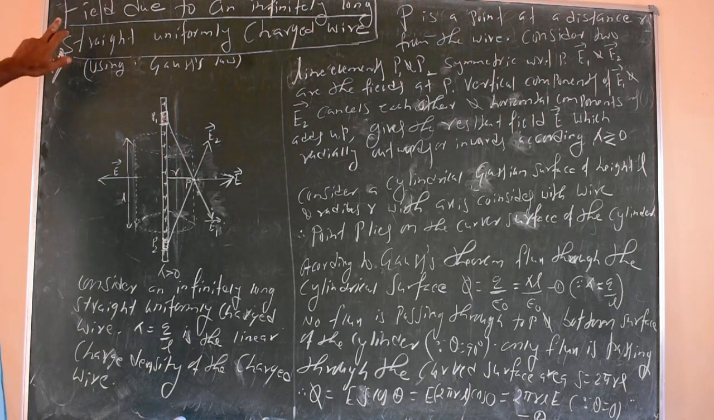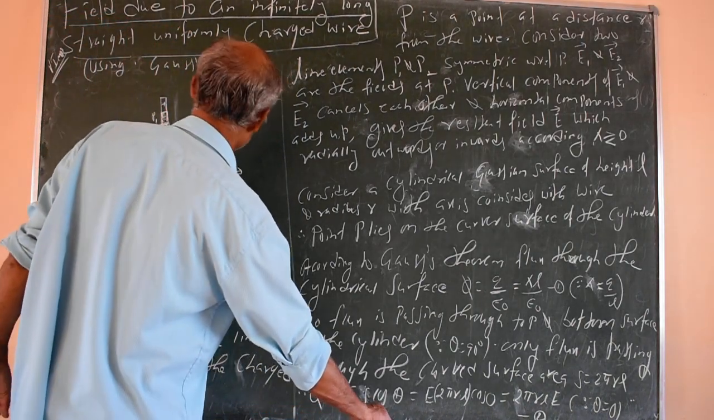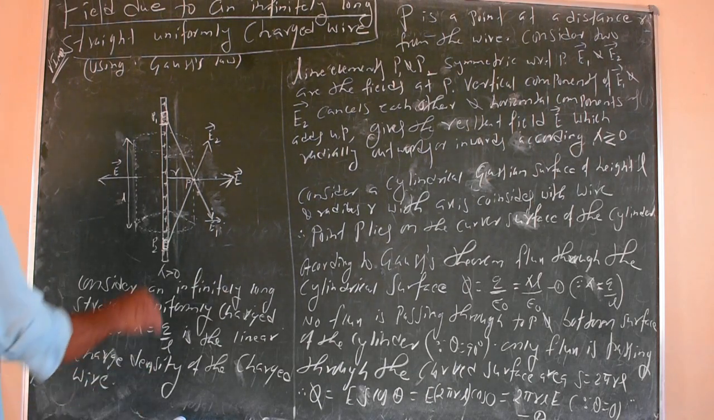Okay. So, field due to an infinitely long, actually infinitely long, wire. The length extends up to infinity. In the figure only some length is taken, but actually it extends up to infinity.